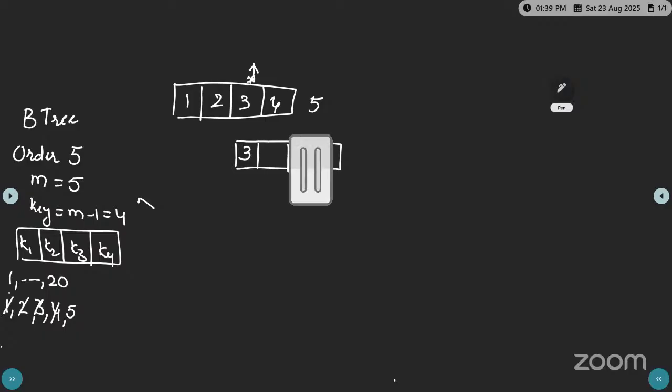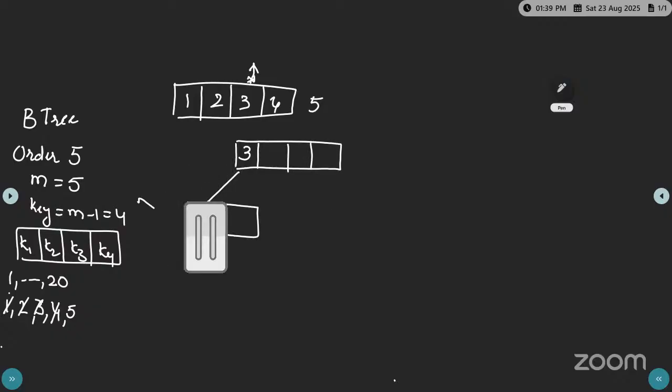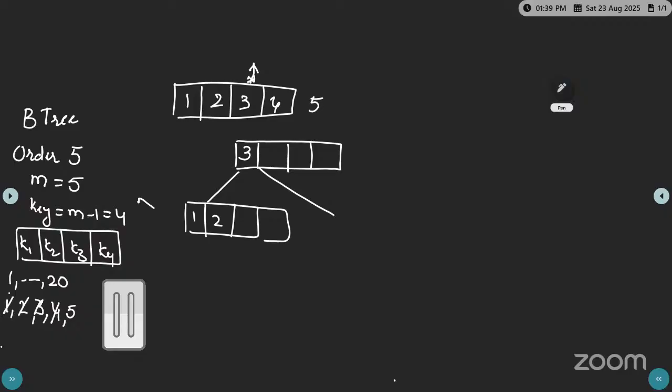Okay. And 3's left hand, what is it? 3's left hand is 1, 2. Okay. And 3's right, what is it? It is 3's right. 3's left, 3's right: 4 and 5.